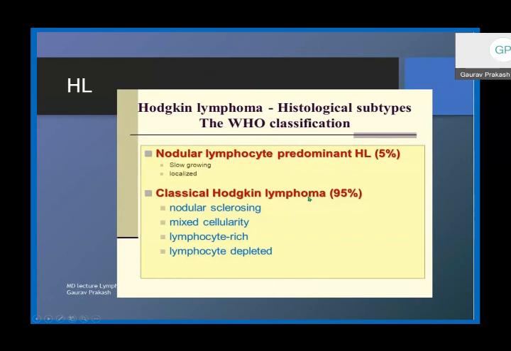Now, classical Hodgkin lymphoma has four subtypes. You can read. This is more of a pathology interest, although it has clinical and prognostic implications. Nodular sclerosing variety is the commonest lymphoma in India, and this is one variety which is more common in female patients than in male patients.